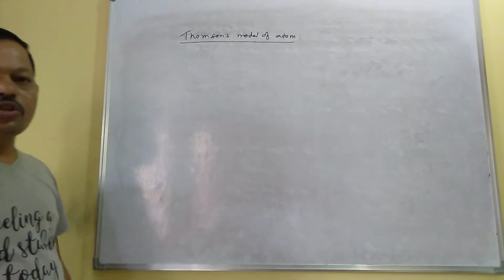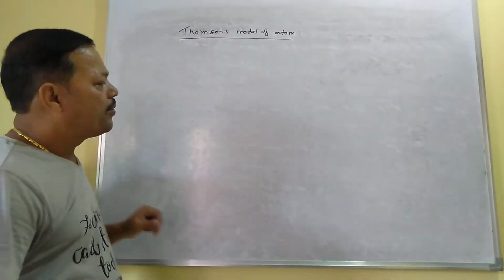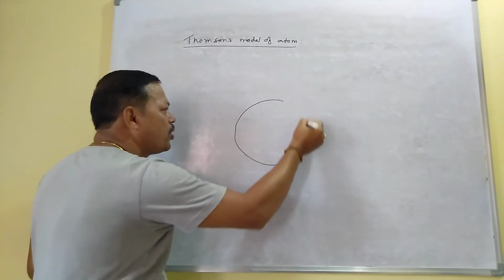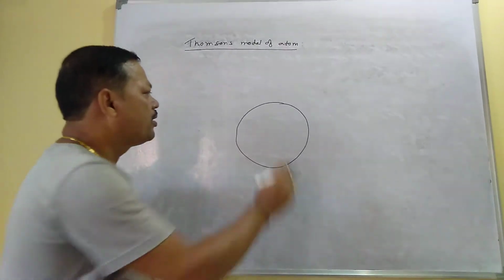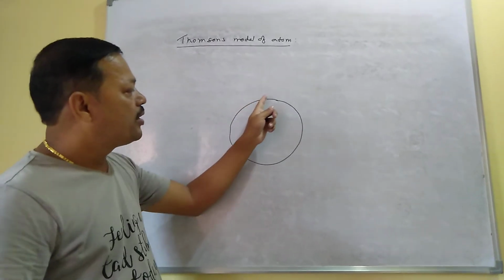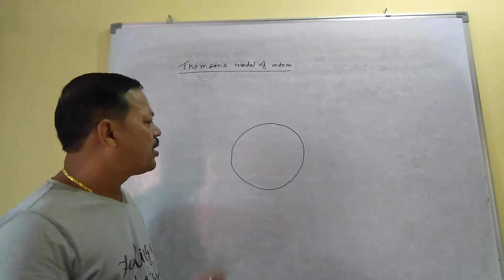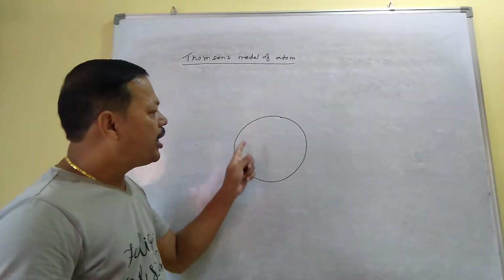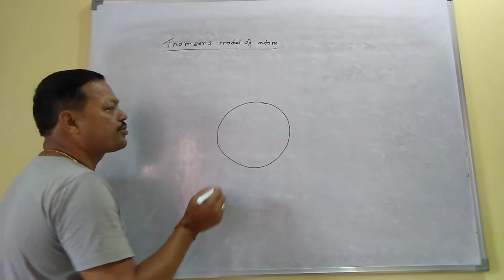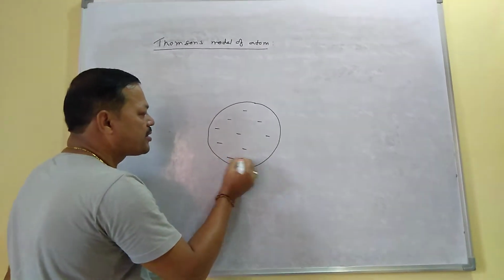So what is Thomson's model? I will explain it to you. You can write the notes from the explanation. It's very simple. According to Thomson, every atom contains a positive sphere. I mean, it's a sphere, not a circle. It is spherical, and it is a positively charged sphere. So according to Thomson, every atom contains a positively charged sphere like this, and the electrons of the atom are embedded inside the atom like this.